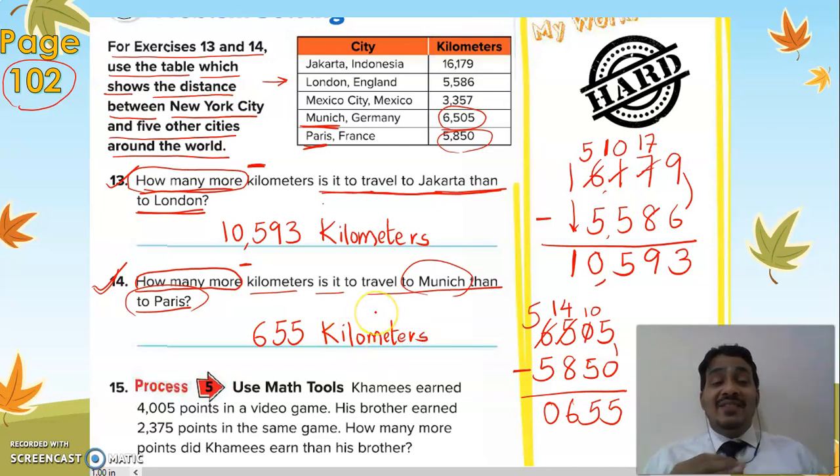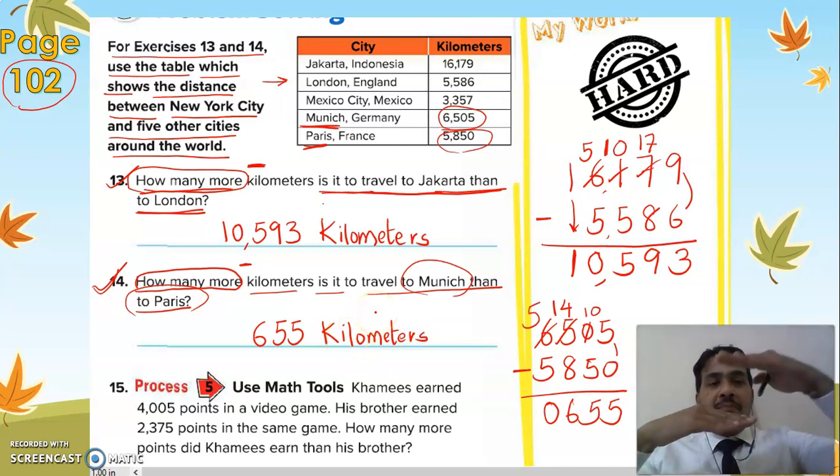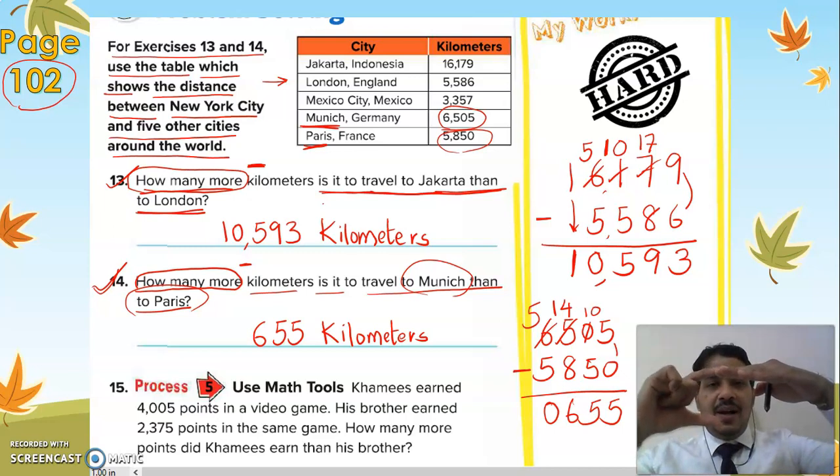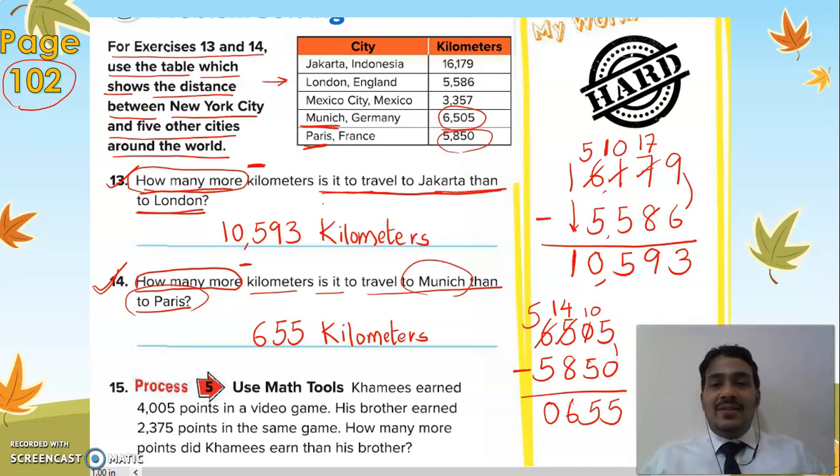Yes. So that is the difference. So Munich is here, Paris is here. So the difference between them, how much more, is 655 kilometers. Okay. Did you understand that?